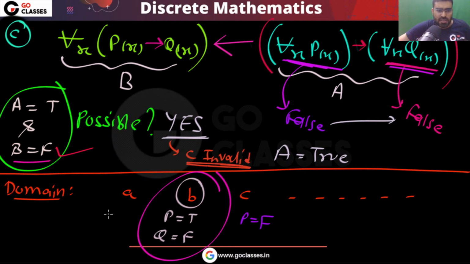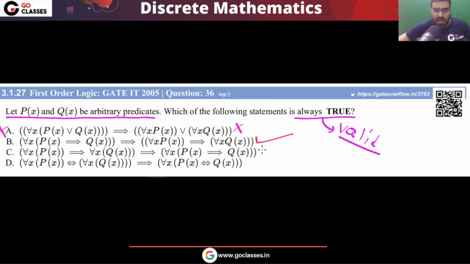This option C is invalid. So you can easily see that the answer will be option C. So this option C is invalid, so you can just cross it. Okay. Did you understand? Please tell me. See, very simple question. For every option, I am giving you the analysis.